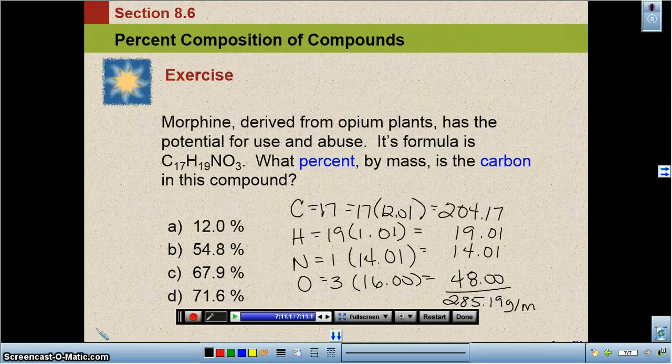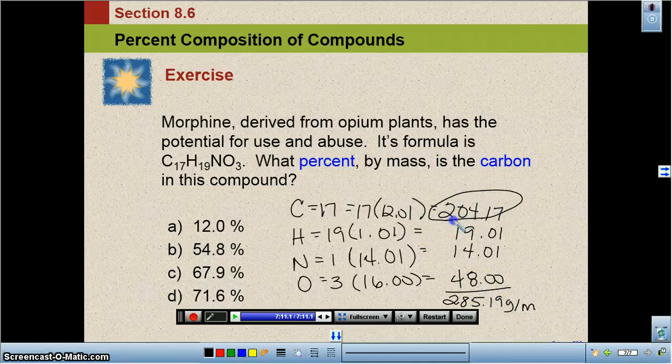Let's look at this last example of percent composition of compounds. So this exercise says that morphine, which is derived from opium plants, has potential for use and abuse, and its formula is C17H19NO3. So what percent by mass is the carbon in this compound? So the first thing that I've done is I have added up the molar mass of the compound. And if you notice, the systematic way that I did this is going to save time when it comes to doing the final answer for this one.